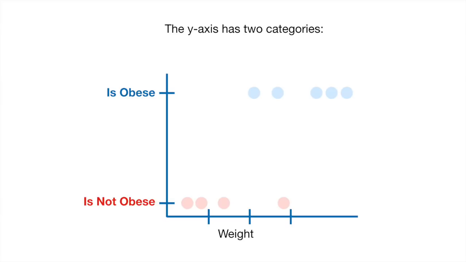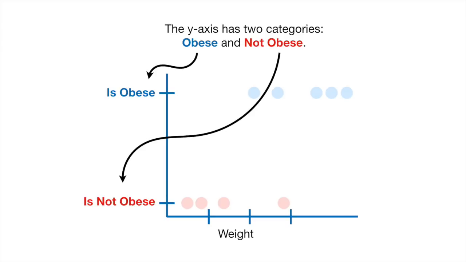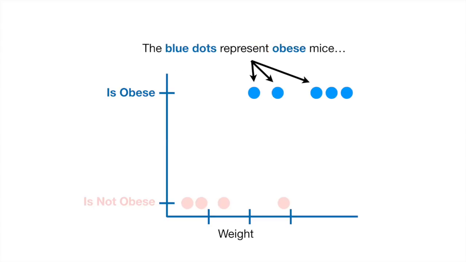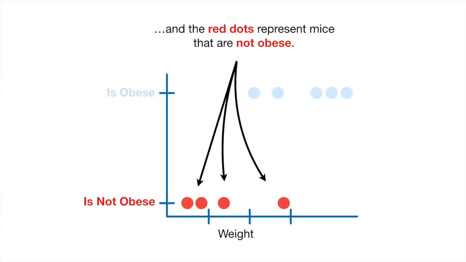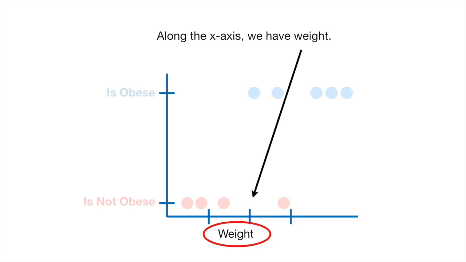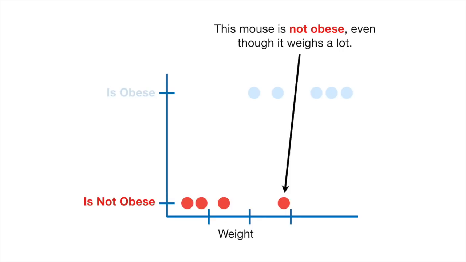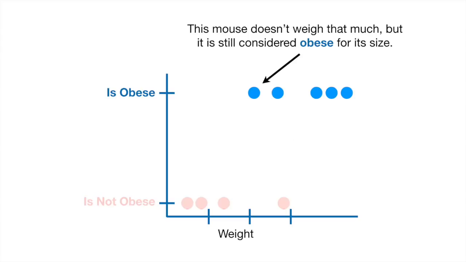The y-axis has two categories: obese and not obese. The blue dots represent obese mice, and the red dots represent mice that are not obese. Along the x-axis, we have weight. This mouse is not obese, even though it weighs a lot. It must be Mighty Mouse and just full of muscles. This mouse doesn't weigh that much, but it is still considered obese for its size.